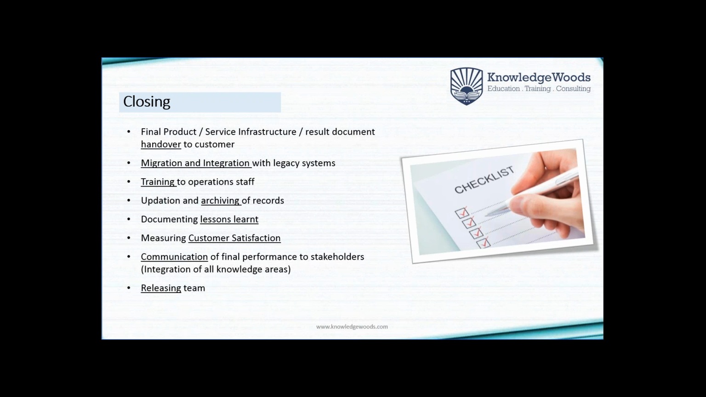Measure the customer satisfaction and communicate about the final handover to all the stakeholders. Stakeholders may involve the banks, government organizations, the customer in any case, or any other stakeholders who have got an interest in your project. And finally, releasing the team, because the project is a temporary endeavor.